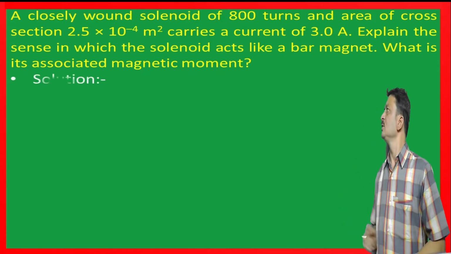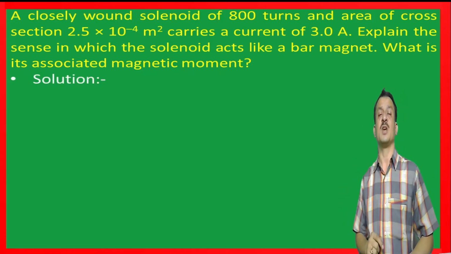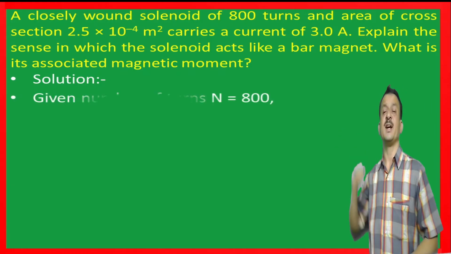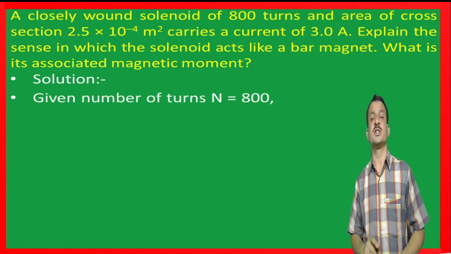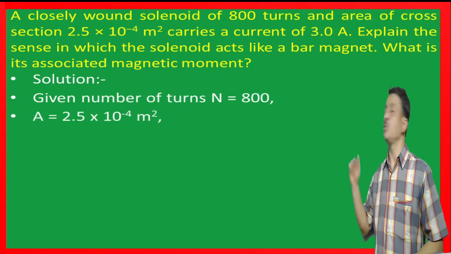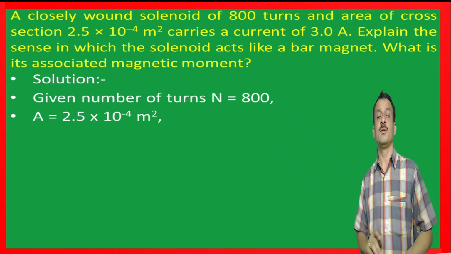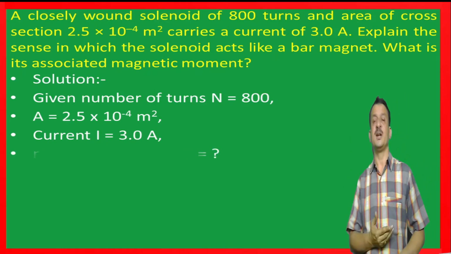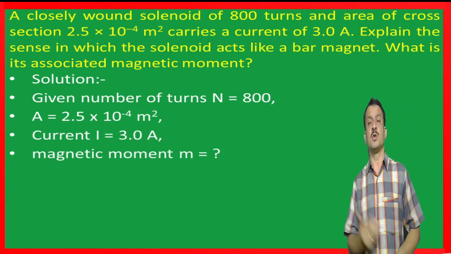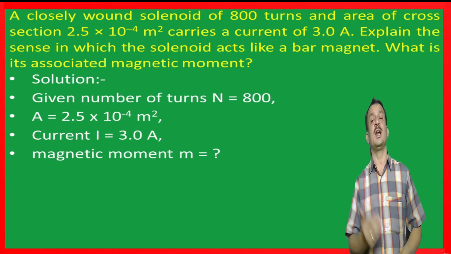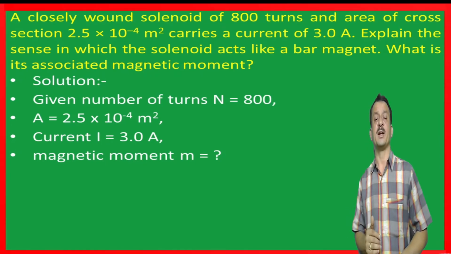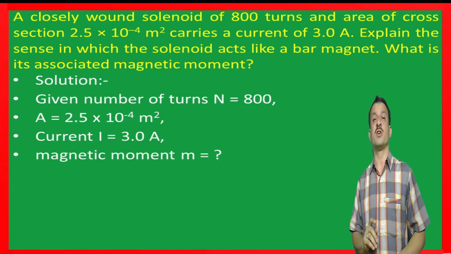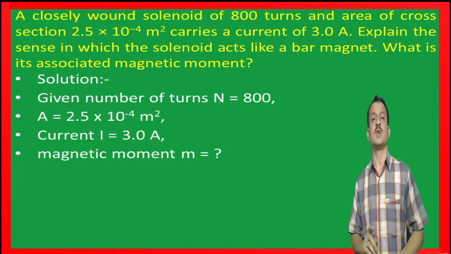Now here they have given a current carrying solenoid. It has a number of turns, that is 800. Area of cross section is given, that is 2.5 into 10 to the power of minus 4 meter square, and it is carrying a current of 3 amps. Now we have to work out in which sense the solenoid acts like a bar magnet. For that, first we have to calculate the magnetic moment of that solenoid.